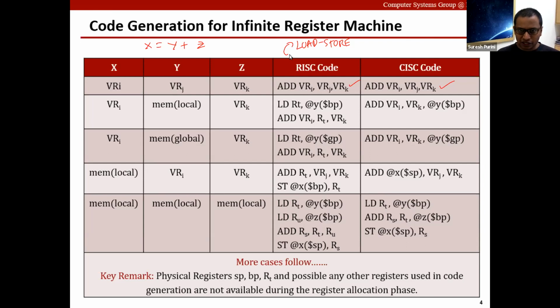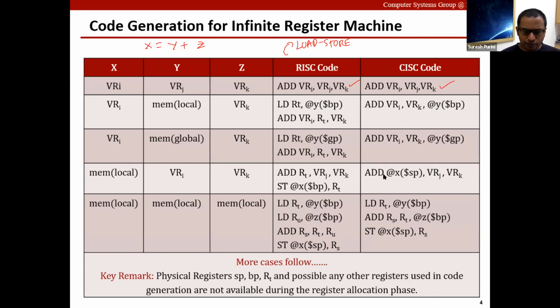Whereas in the CISC instruction set architectures, one of the operands can be present in the memory. It's not an issue. So here, since the variable z is in a virtual register, when we generate code for the CISC instruction set architecture, we can just get away by using one instruction. So VRK stands as it is, and the second source operand, that is y, is coming from the memory, and the destination is present in virtual register VRI.